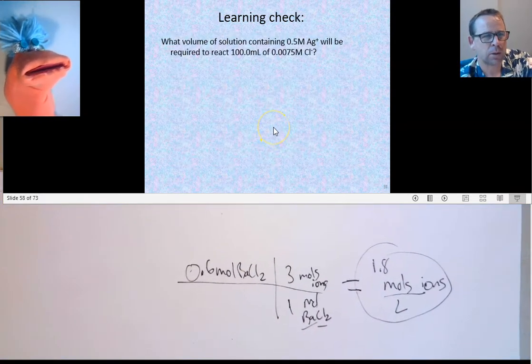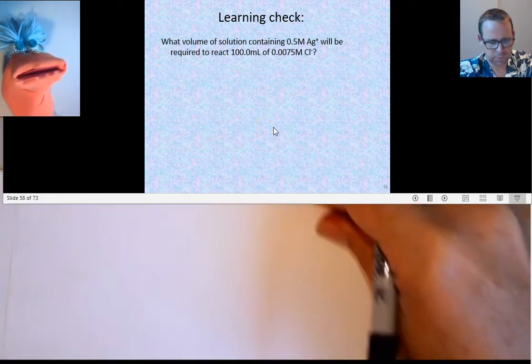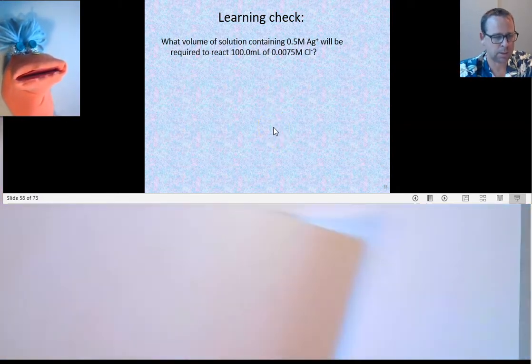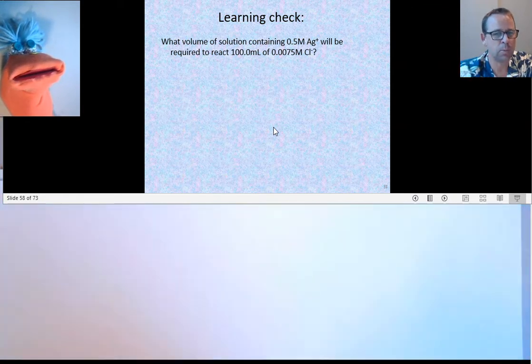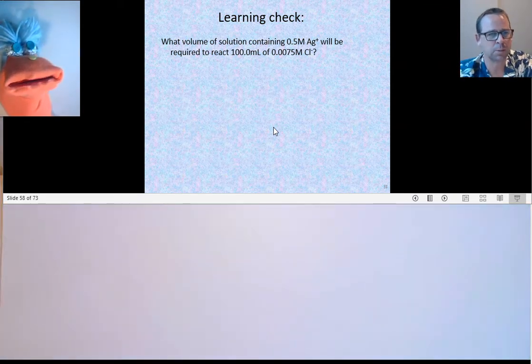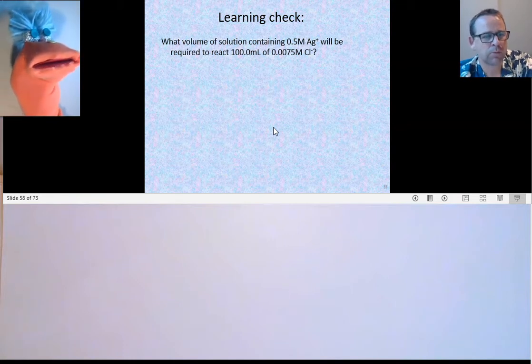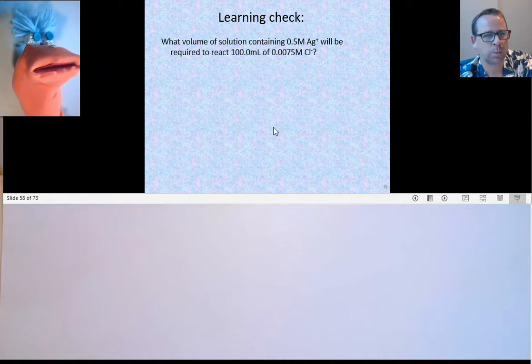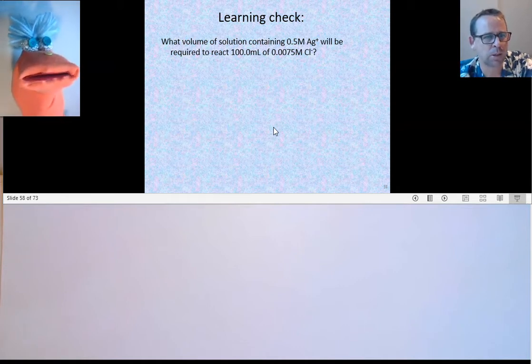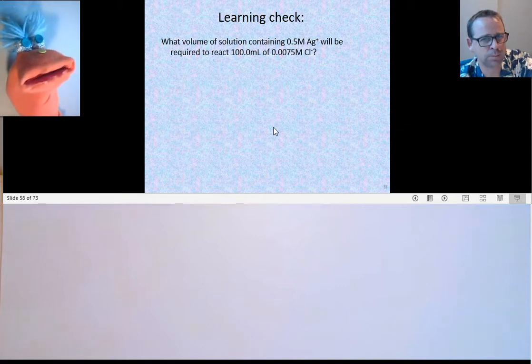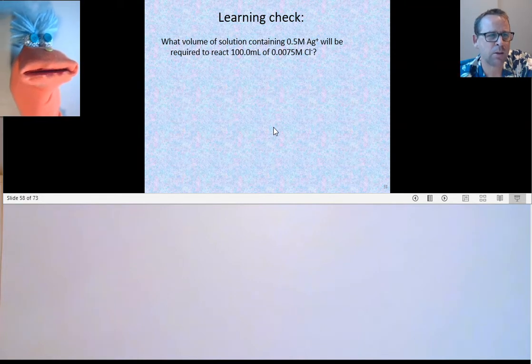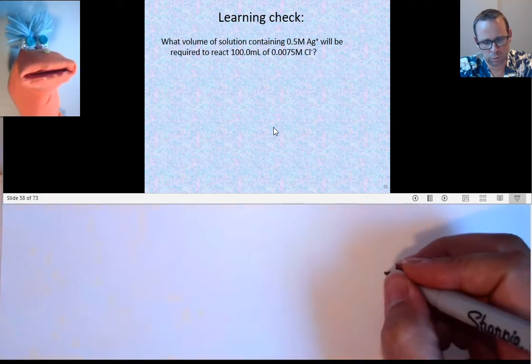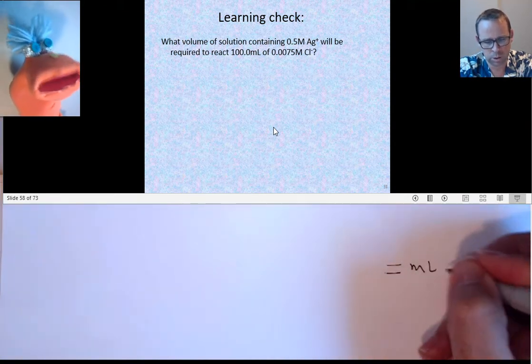All right, so moles of ions can differ from moles of material, and in this question here, we need to know moles of ions to be able to answer the question. What volume of a solution containing 0.5 molar silver ion will be required to react with 100 milliliters of 0.075 molar chloride ion? So try this at home. After you're done, what volume of solution?